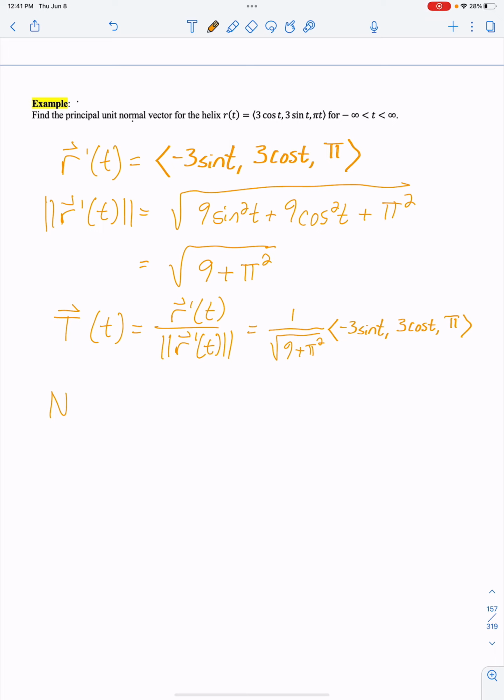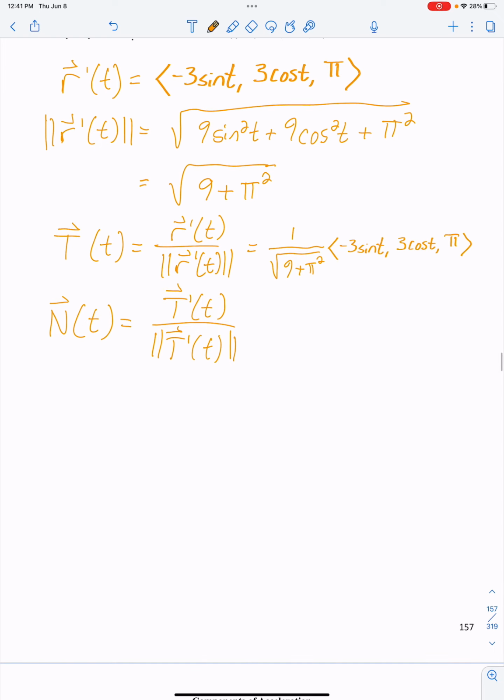Okay, so I want to find the normal vector. Okay, the normal vector is T prime of t over its magnitude. All right, so I have to find the derivative of what's there. To take this derivative, that thing out front is just a constant, so I'm just going to leave it there, times, okay, I take my derivatives now of the inside. Derivative of negative 3 sine t is negative 3 cosine t. Derivative of 3 cosine t is negative 3 sine t. And then the derivative of pi is 0.